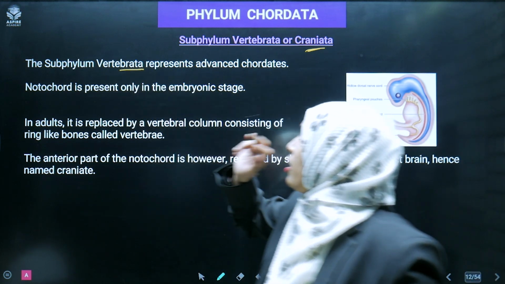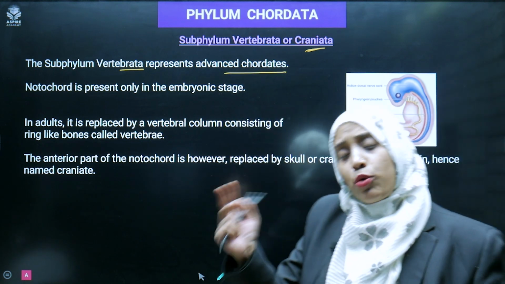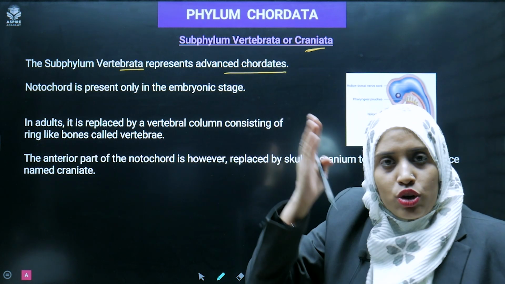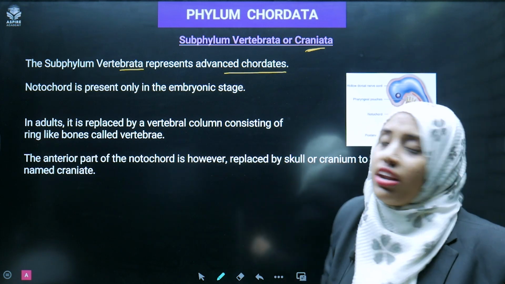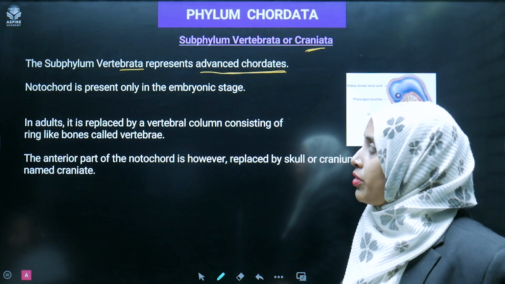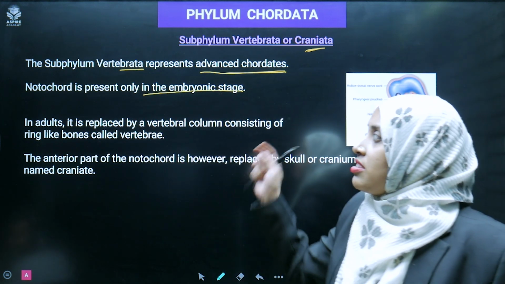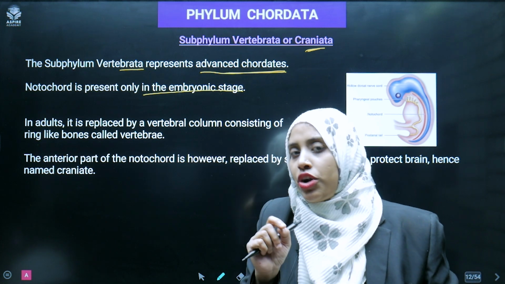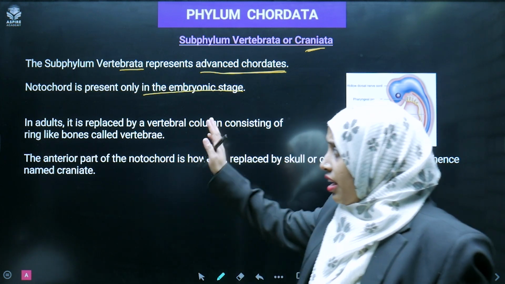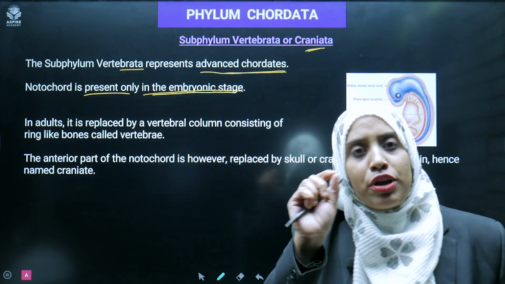So the subphylum Vertebrata represents advanced chordates. Urochordata and Cephalochordata are protochordates and primitive chordates, also called lower chordates or invertebrate chordates. Here Vertebrata represents advanced chordates. Notochord is present where? Only in the embryonic stage. We saw the notochord in the tail region in Urochordata, in the cephalic region in Cephalochordata, and in Vertebrata it is present only in the embryonic stage.